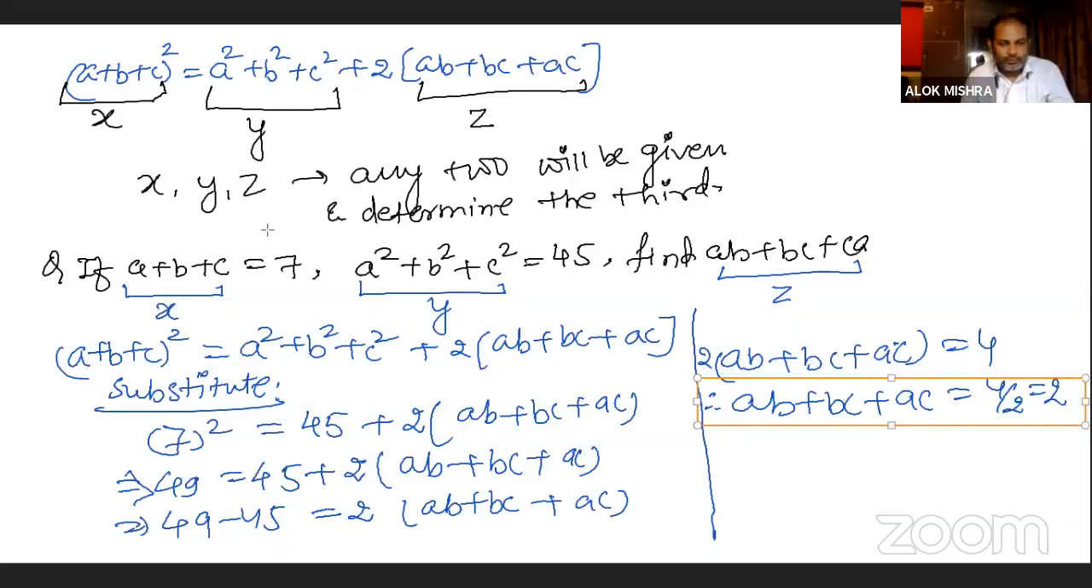So I'll write the question for you. Please try it out. Can I change the page? I'll send you all these pages on your WhatsApp for your reference if you have not copied.